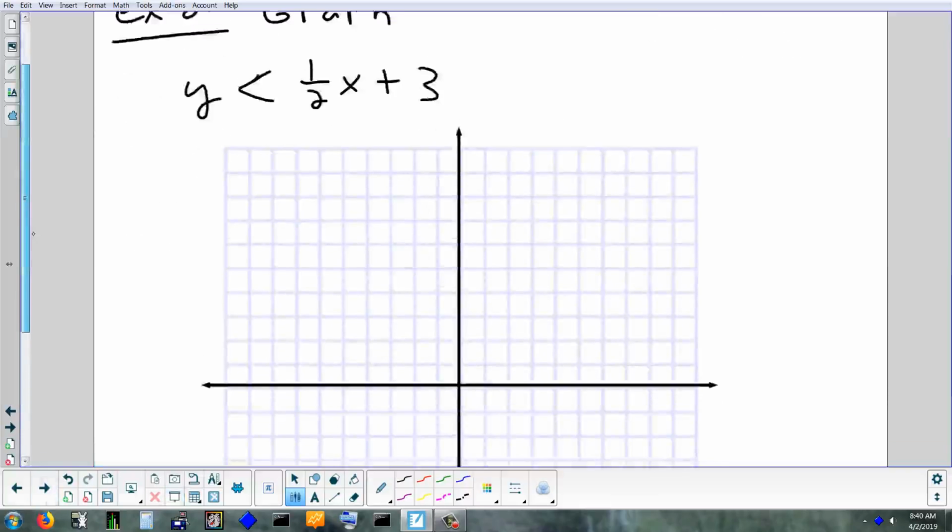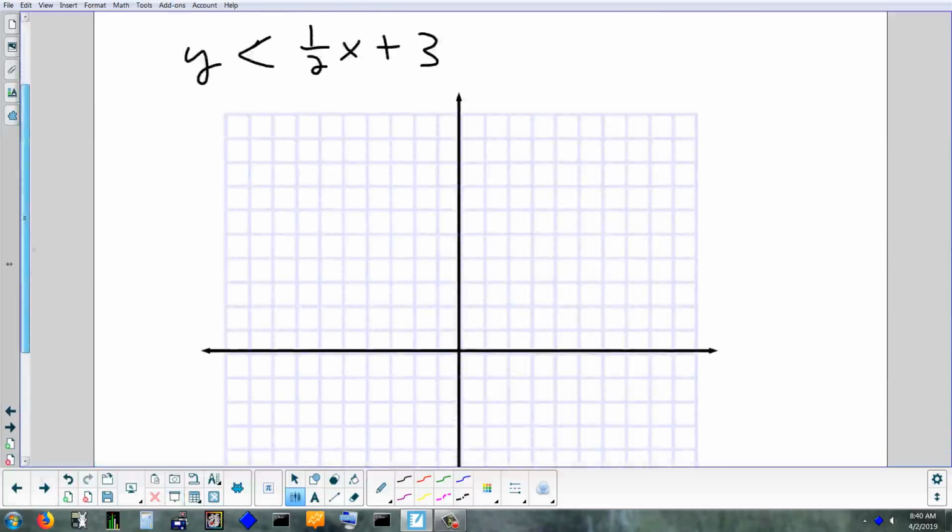Alright. So on the back side, it's going to go in the example 2 box. If we look at step 1 on the steps to graph inequalities, what is it? Someone tell me by raising their hand. What's the first step?